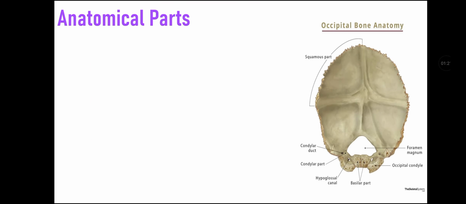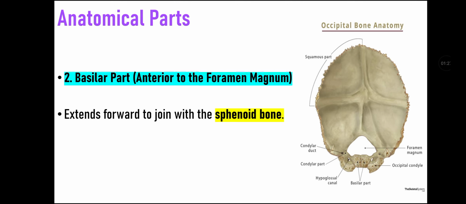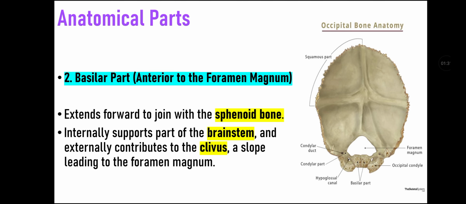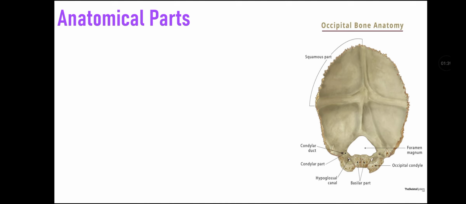The next anatomical part of the occipital bone is the basilar part, which is present anterior to the foramen magnum. It extends forward to join with the sphenoid bone. Internally it supports a part of the brainstem and externally contributes to the clivus, which is a slope leading to the foramen magnum. The next anatomical part of the occipital bone is the lateral parts, which are the condylar parts.